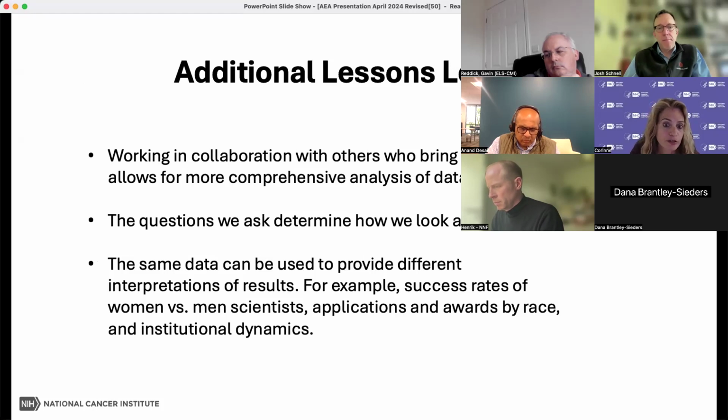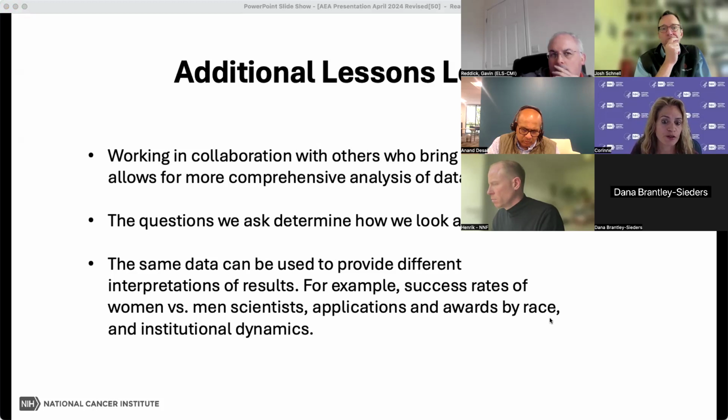So some of the additional lessons that I think were learned from this: working in collaboration with others who bring their expertise really helped bring a comprehensive approach to not only the analysis of the data, but just a much better all around paper and, you know, well thought out approach to everything. We learned that the questions we asked determined how we looked at the data itself, and that the data can be used to provide different interpretations of the results.